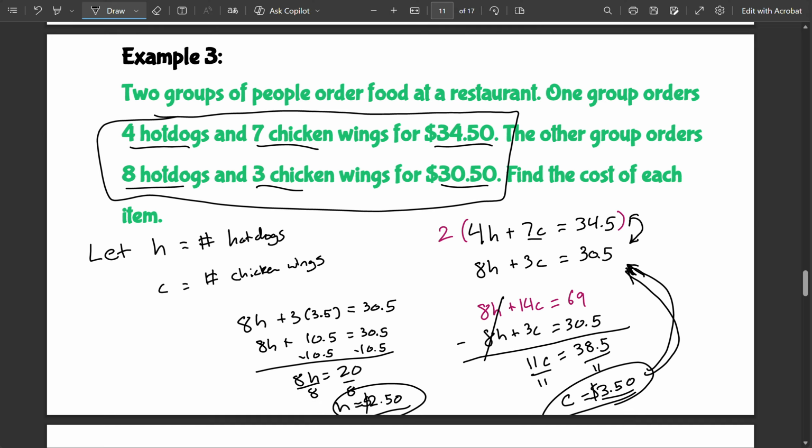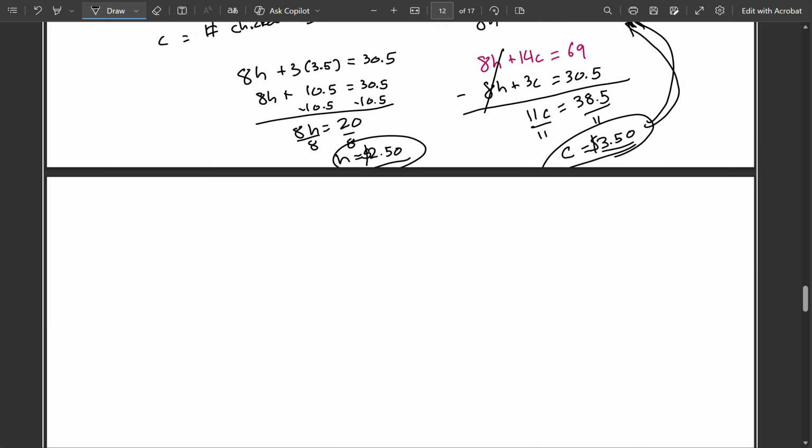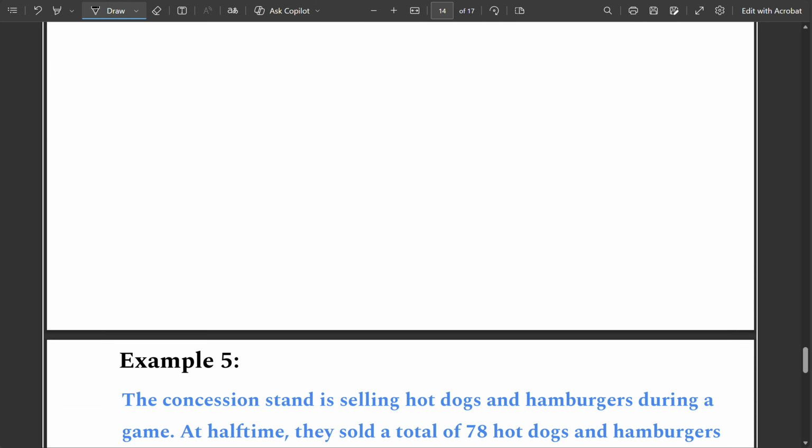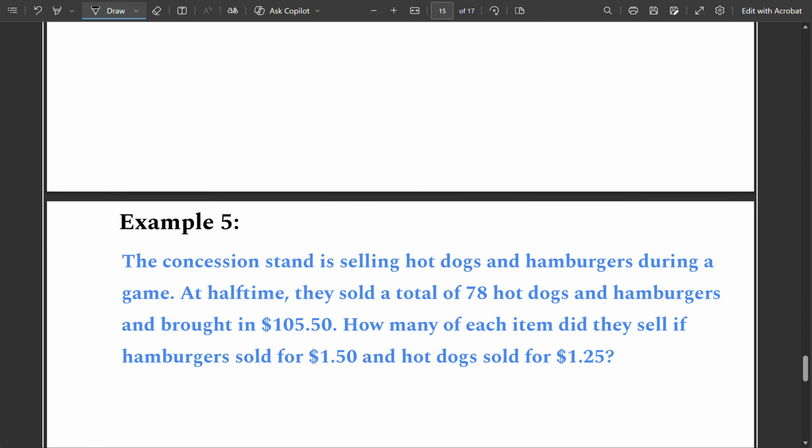All right, so we have figured out the cost of each item. Chicken wings cost $3.50 per chicken wing, and hot dogs cost $2.50. I don't know who is buying 3 chicken wings, but I guess some people want that. All right, so moving on to, I think, our final example. Oh, we got 2 more.